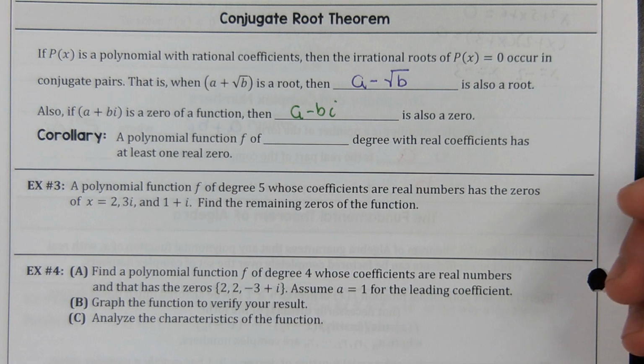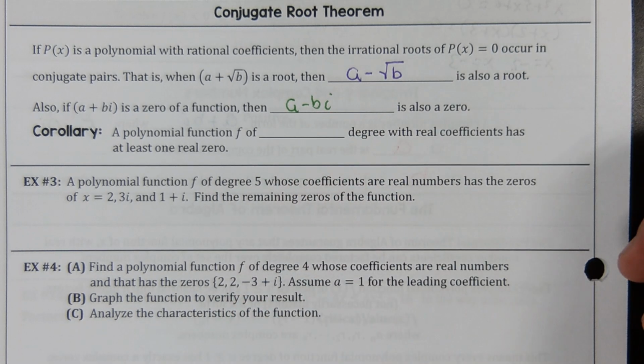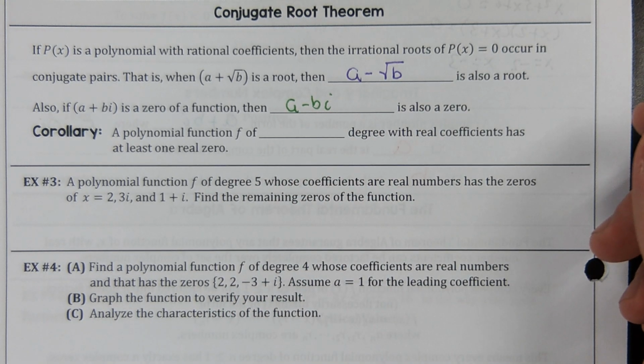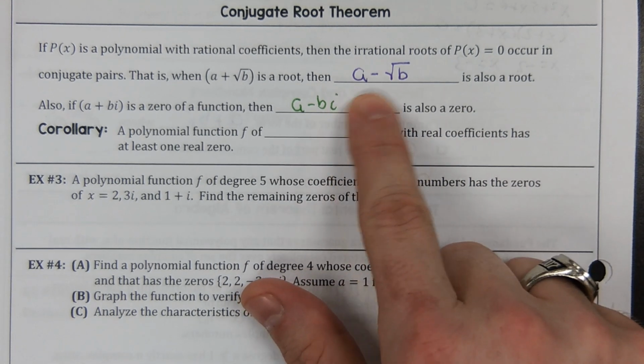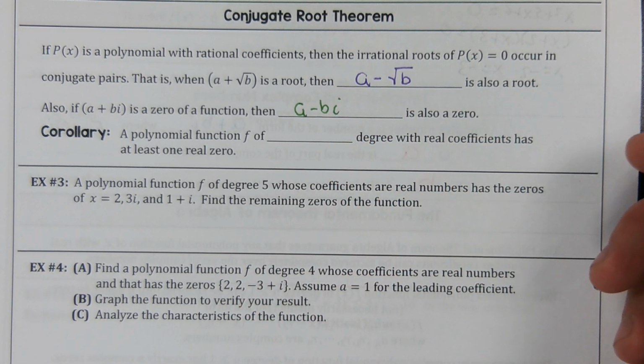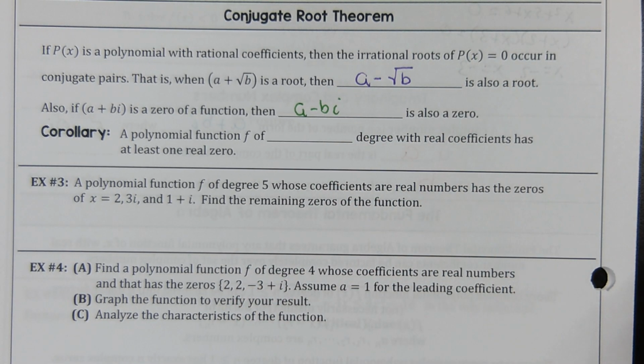Yes? So if you graph a polynomial that has imaginary zeros, it's not going to touch the x-axis, not where those numbers occur, no. But you're going to see what they do to the graph in just a moment.